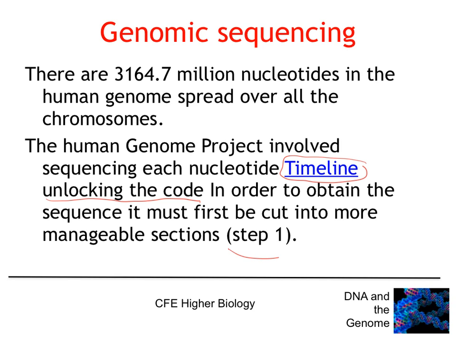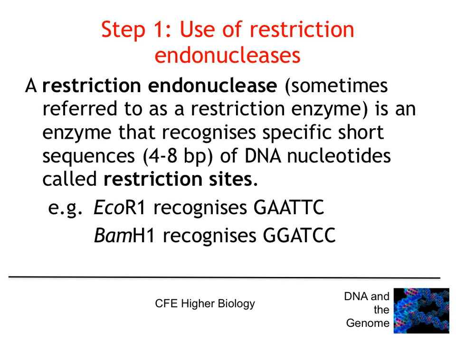So our first step, as I said a moment ago, was that they had to cut the genome up into more manageable sections. And they did that by using these here. They're called restriction endonucleases, or sometimes they're called restriction enzymes. And these are enzymes that recognize short sequences of DNA nucleotides, about 4 to 8 base pairs. And these are called restriction sites. And what these enzymes do is they recognize these specific short sequences and they cut the DNA.